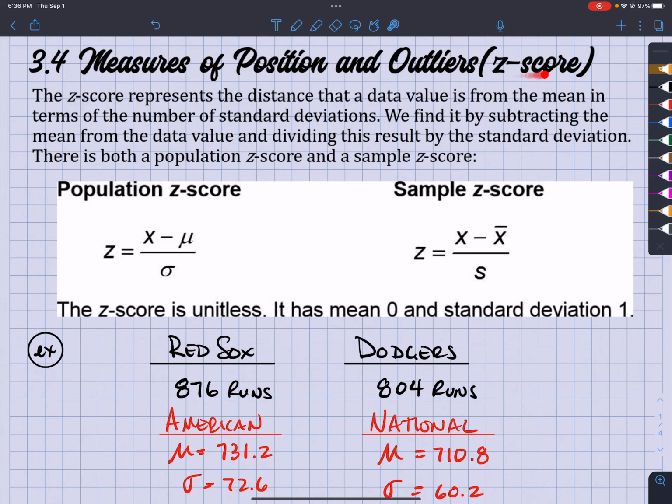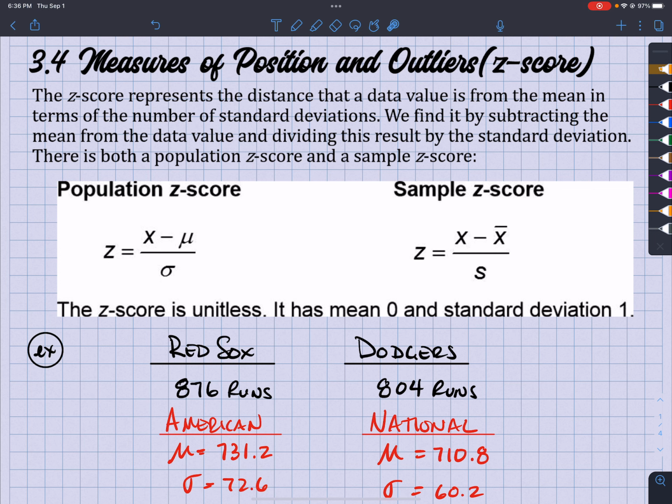So let's talk about Z-score. Z-score represents the distance that a data value is from the mean in terms of the number of standard deviations. We find it by subtracting the mean from the data value and dividing this result by the standard deviation. Now, this happens on both the population and the sample Z-score.